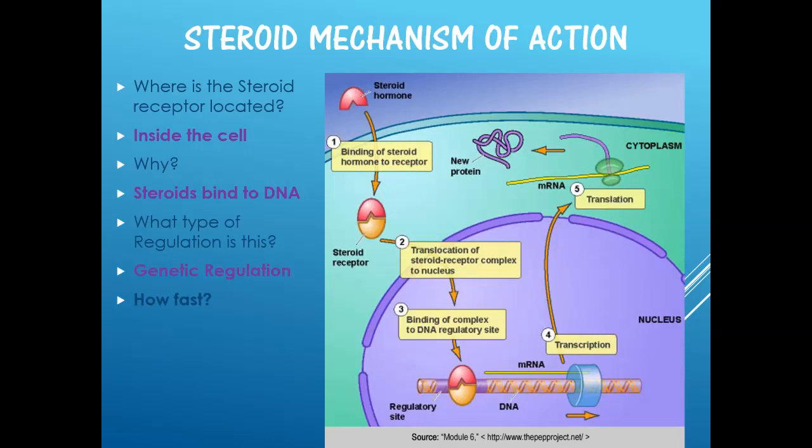All right, how fast is this type of regulation? I don't even know if you remember, this is the slowest type, because the steroid needs a boat to carry it to the cell, has to go all the way in, binding to the DNA. And then we have to make the protein from scratch.